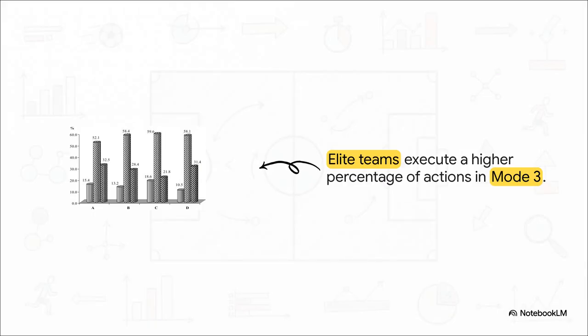When you chart those complexity modes across different tactical models of play, it reveals a super fascinating divide. For instance, when analyzing models A and C, teams that utilize these systems are executing a significantly higher percentage of their actions in Mode 3. Again, that's under extreme pressure. Elite teams rely on these specific models because their players actually possess the technical ability to execute complex actions even when an opponent is breathing right down their neck.